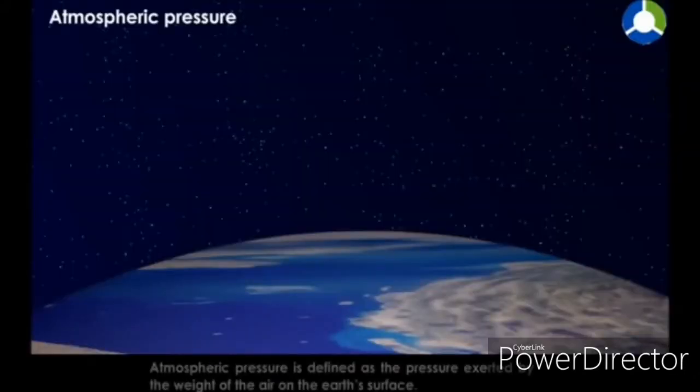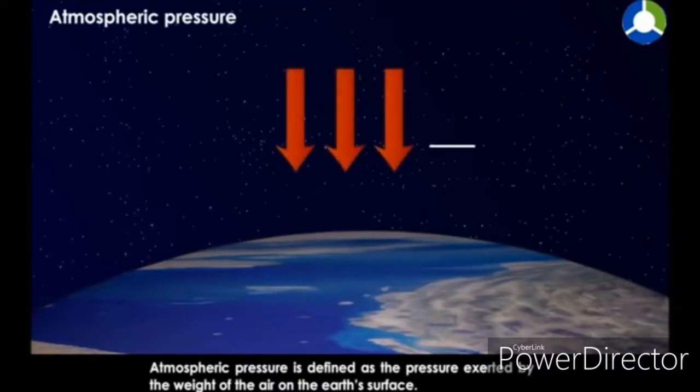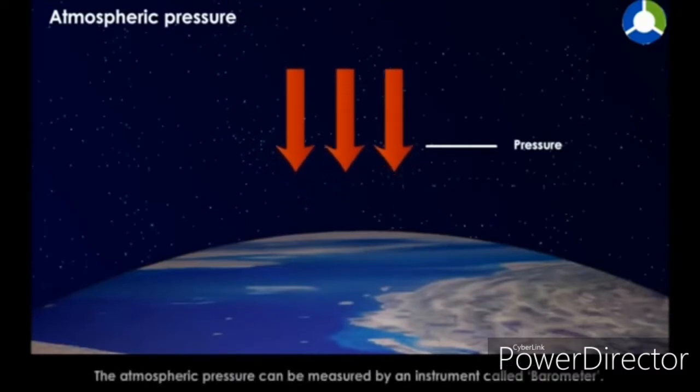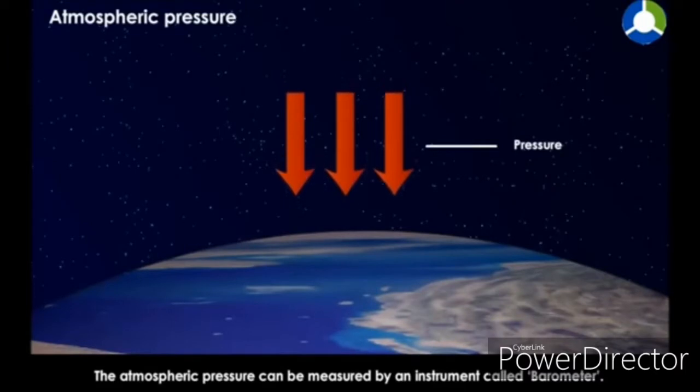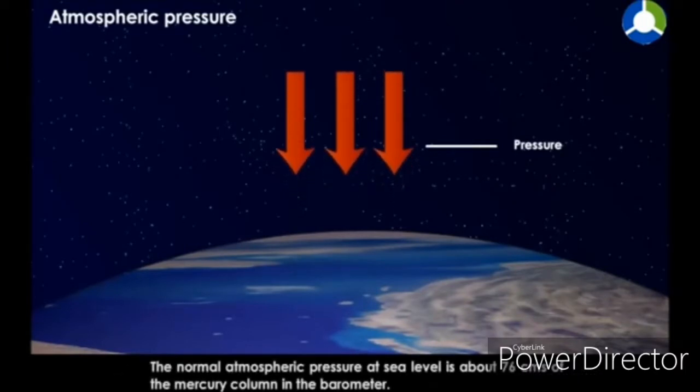Atmospheric pressure. Atmospheric pressure is defined as the pressure exerted by the weight of the air on the Earth's surface. The atmospheric pressure can be measured by an instrument called a barometer. The normal atmospheric pressure at sea level is about 76 centimeters of the mercury column in the barometer.